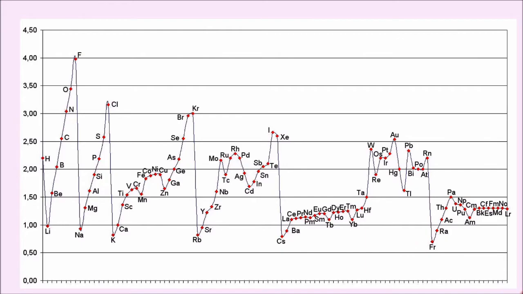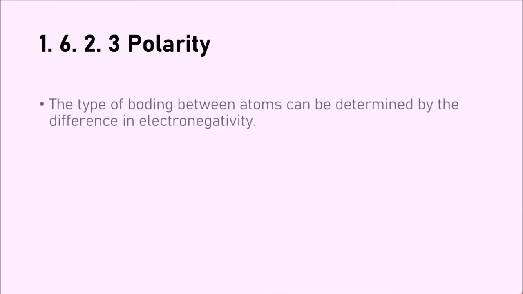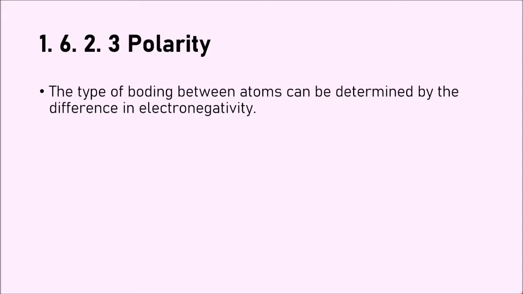Now, it's all well and good knowing about this idea of electronegativity and electrons being displaced towards one atom because it has a higher ability of attracting those electrons. Where can this actually be used? Well, this is where we bring in polarity. We can use electronegativity to determine the type of bonding between two atoms. We use the difference in electronegativity between these atoms. So we take the atom with the lowest electronegativity out of the two and we subtract that value from the other one, and we're going to get the difference.